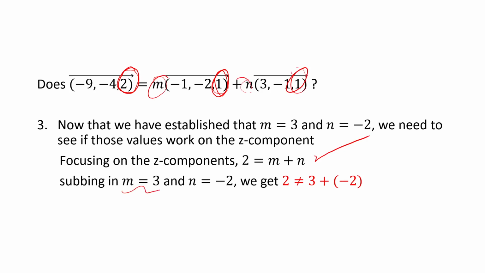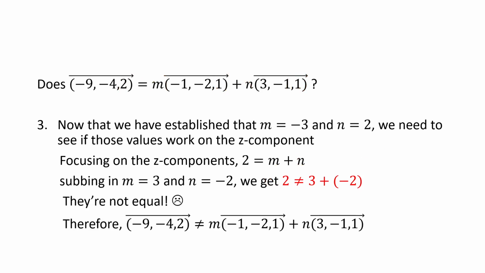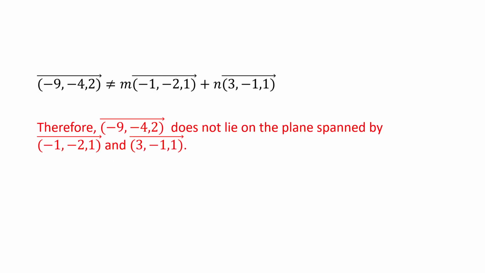So we get 2 is m plus n. Well, m is 3 and n is negative 2. That's what we're testing. So we would get 2 is equal to 3 plus negative 2, but that's not true. That's a false statement. So since they're not equal, we cannot write negative 9, negative 4, 2 as a linear combination of the two original vectors. Therefore it does not lie on the plane spanned by negative 1, negative 2, 1, and 3, negative 1, 1.